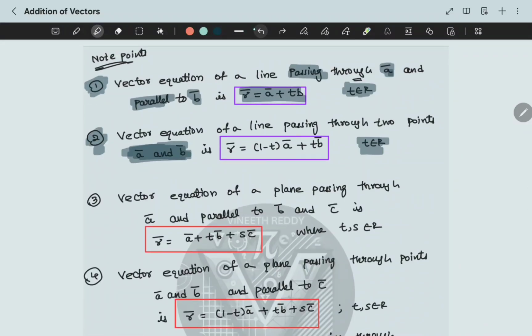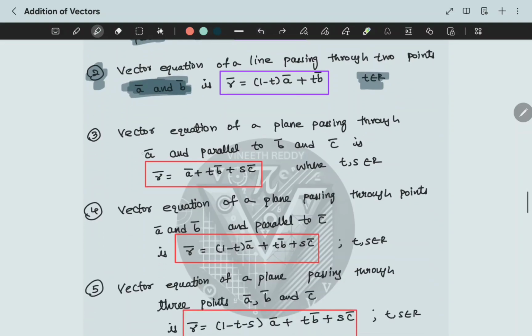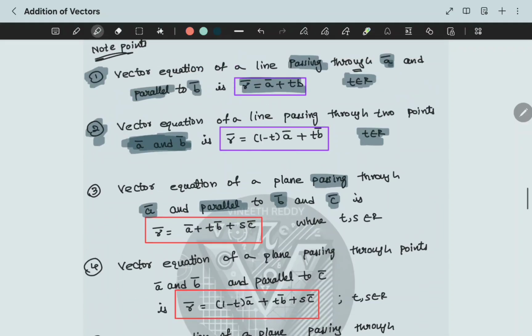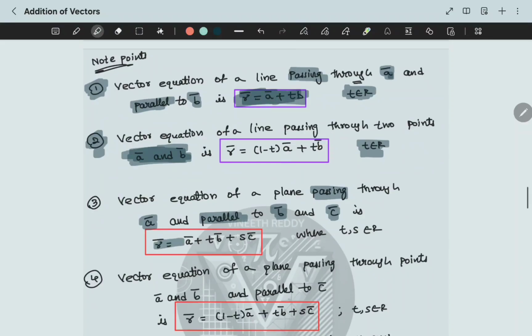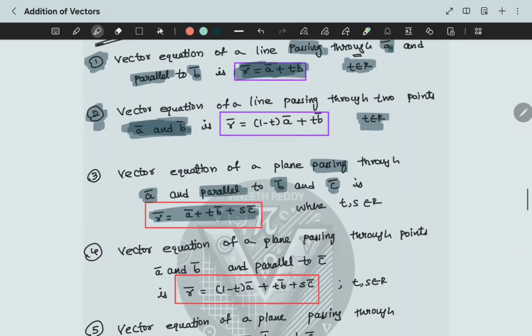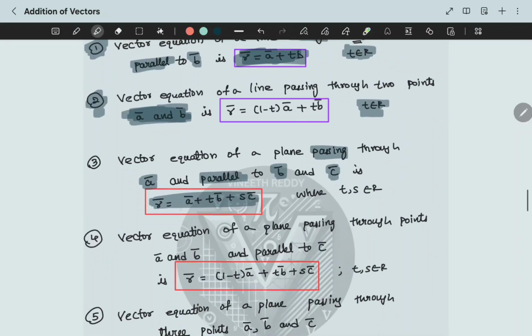Now we will try to write the vector equation of a plane passing through A and parallel to B and C. Passing through A and parallel to B and C, it is R bar is equal to A bar plus TB bar plus SC bar. So you just observe the first point. For the first point, you just add SC bar. We will get the third point. That's how we can remember it. Although that is not the logical explanation, you can remember it like that. R bar is equal to A bar plus TB bar plus SC bar.